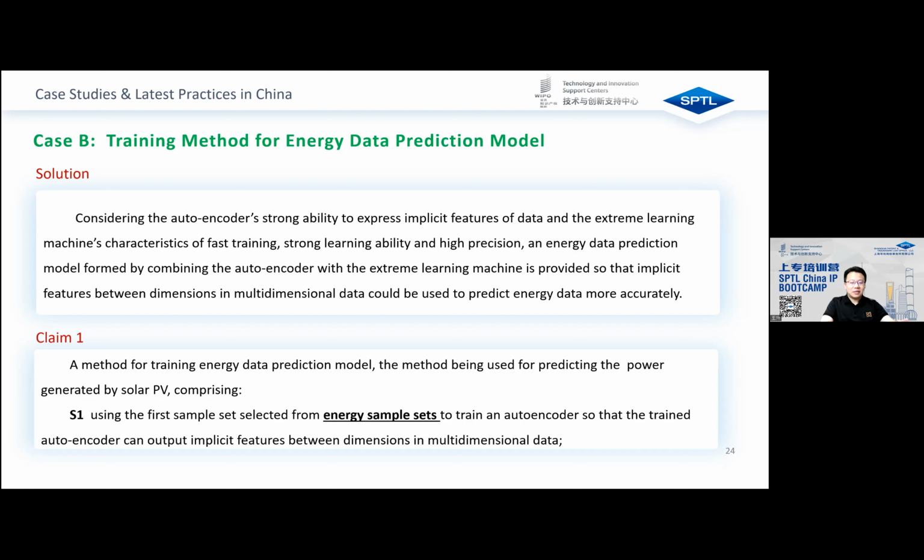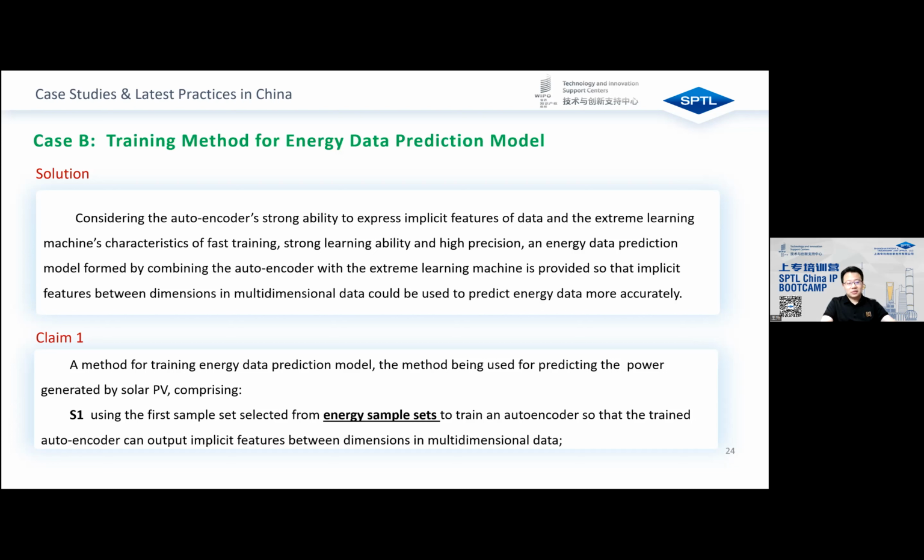Then, let's see how a claim is drafted appropriately. Claim 1 provides a method for training energy data prediction model. The method is used for predicting the power generated by solar PV.